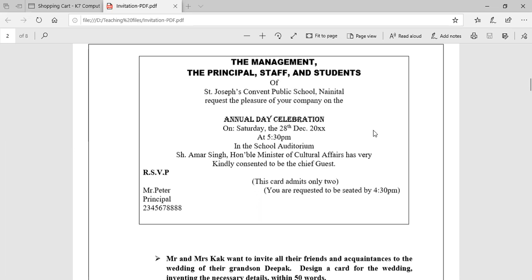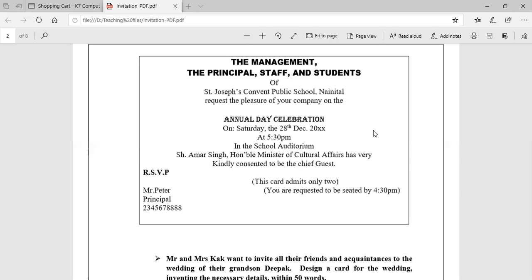Now we can see that the management, the principal, staff, and the students of St. Joseph Convent Public School, Nainital, request the pleasure of your company on the annual day celebration on the particular date and day and year, and particular timing. And of course, the venue also we need to mention, in the school auditorium, in the school playground, or we can go for a hall, community hall, whatever it is. So all those things, date, year, venue, timing, everything we need to mention very clearly in third person's note.